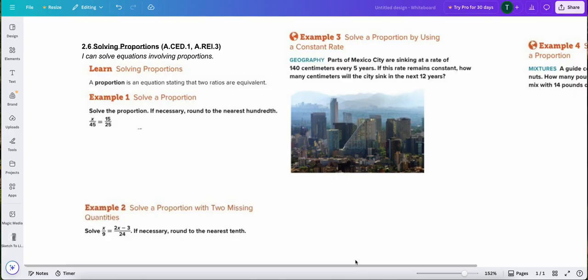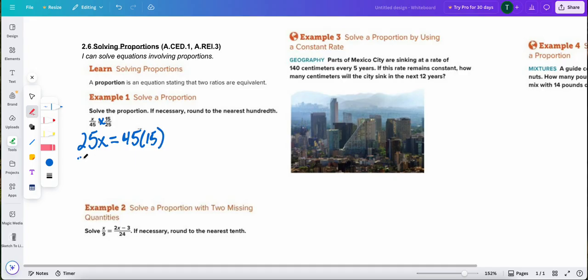So I want to show you two different ways to solve this. I like to cross multiply. So I would multiply like this. When I cross multiply, I would take 25 times x, which is 25x, and then 45 times 15. Okay, so I get 25x equals, if I multiply those, I get 675.